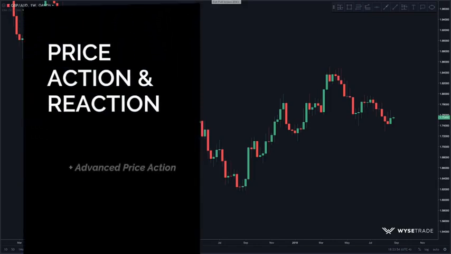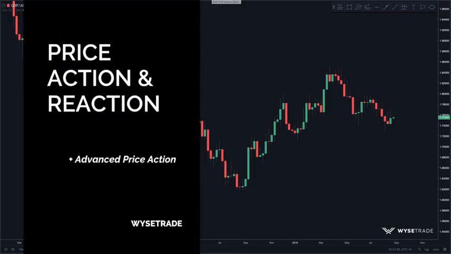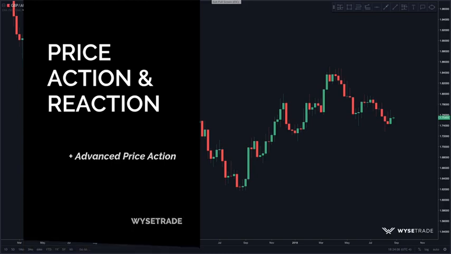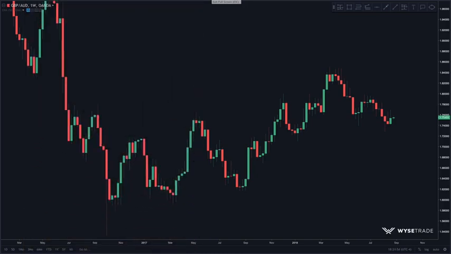Hey guys, so in this video we are going to go through identifying support and resistance points, as well as price action techniques that we use to help identify more precise support and resistance levels. So let's get right into it, starting with the pound Aussie.